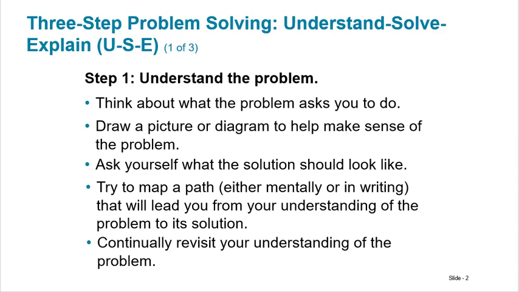So the first thing you want to do, understand the problem. And by understanding the problem, that means you want to think about what the problem is asking you to do, draw a picture or diagram if you can. Oftentimes just a simple little stick diagram of something will help you get focused on what the question is all about. Ask yourself what the solution should look like. Basically, try to make sure that you're identifying the question and identifying what it is you're trying to solve for. And then try to map a path, either mentally or in writing, that will lead you to the solution, right? Like, how are you going to get from point A to point B? And then continually revisit that understanding of the problem as you work through it.